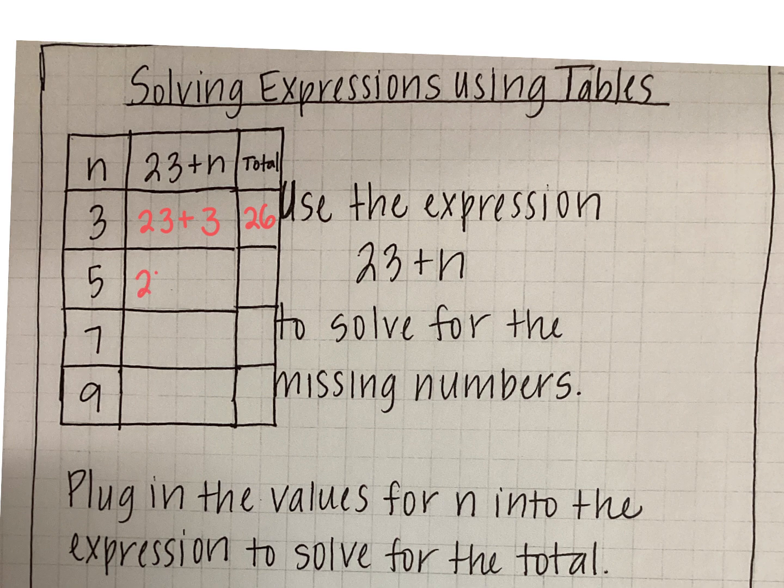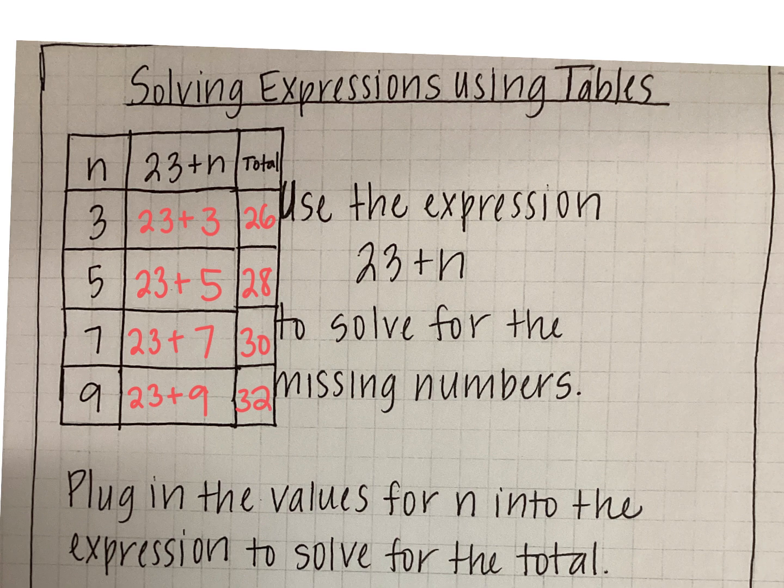This time, 23 plus n, my n is 5. So my answer is 28. 23 plus n, if n is 7, then my answer is 30. And then the last one, 23 plus n, which is 9, my answer should be 32.